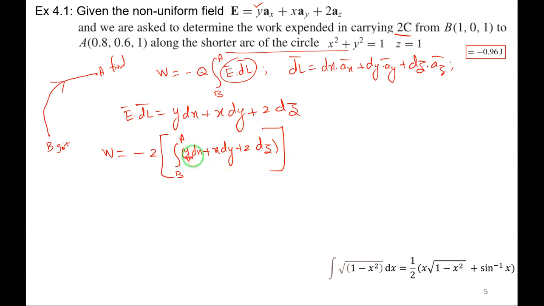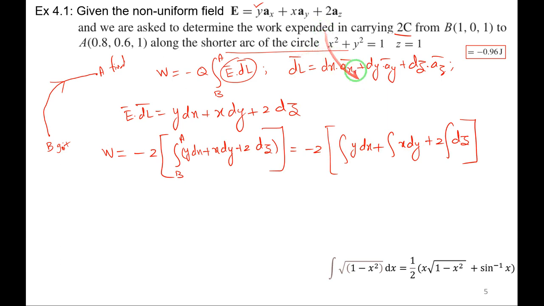Then I will split this line integral among x, y, z: integration of y dx plus integration of x dy plus integration of 2 dz, with 2 taken out. This is integration with respect to x, y, z. The point B is (1, 0, 1) and A is (0.8, 0.6, 1).